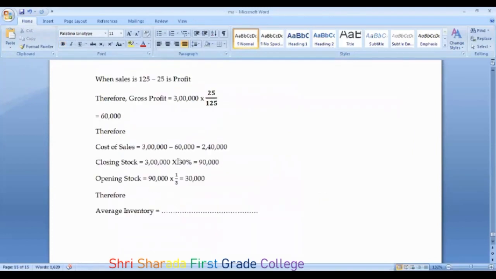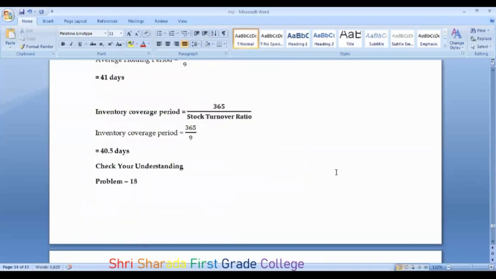So take the cost of goods sold as well as the average inventory. Average inventory is opening stock, that is 90,000 plus 30,000 divided by 2, which is equal to 1,05,000. So 1,05,000 is the average inventory. Okay. So now you have to find out the stock turnover ratio.